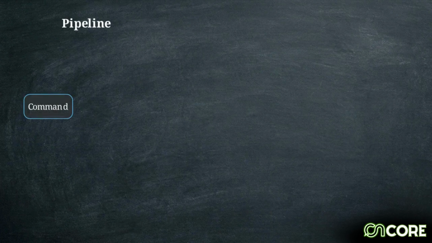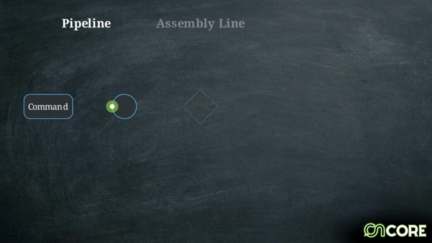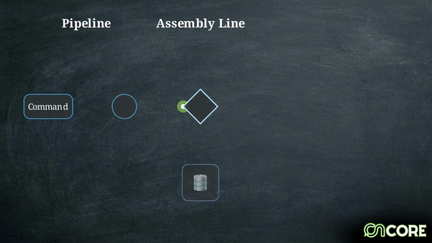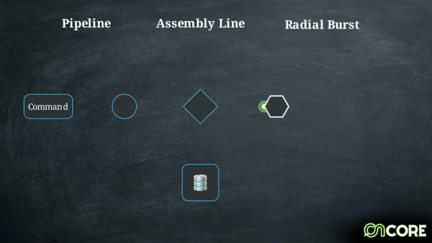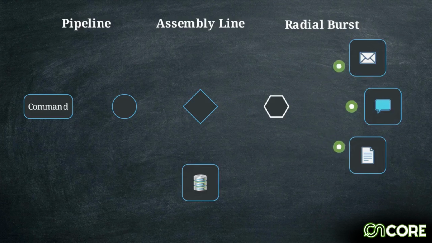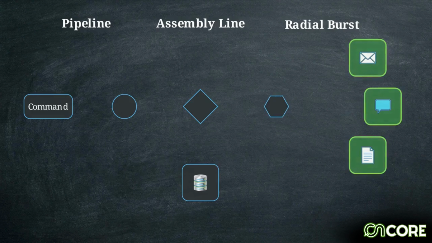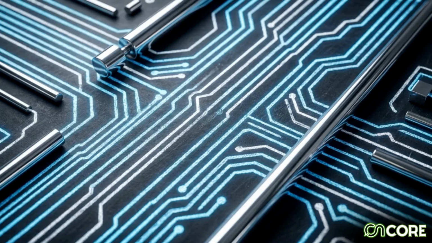This diagram shows the pipeline. Data travels a straight pathway to complete milestones. Next, the assembly line. The system evaluates conditions, like checking if a customer exists, routing information correctly. Finally, the radial burst. The pathway splits, firing outward to execute multiple actions all at once. This routing happens instantly in the background.